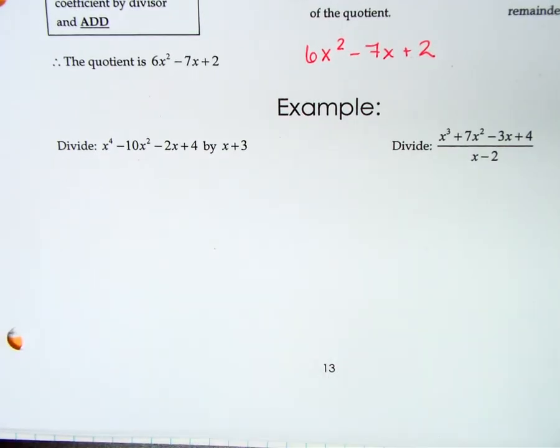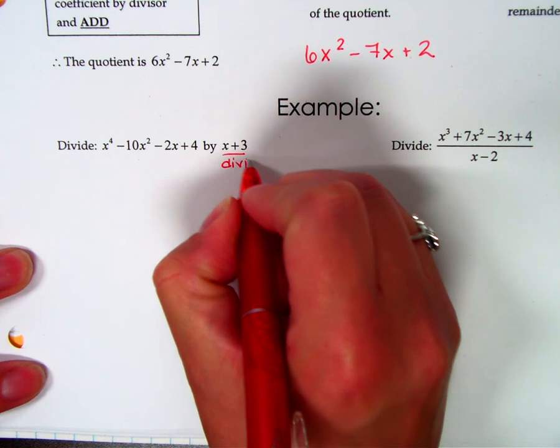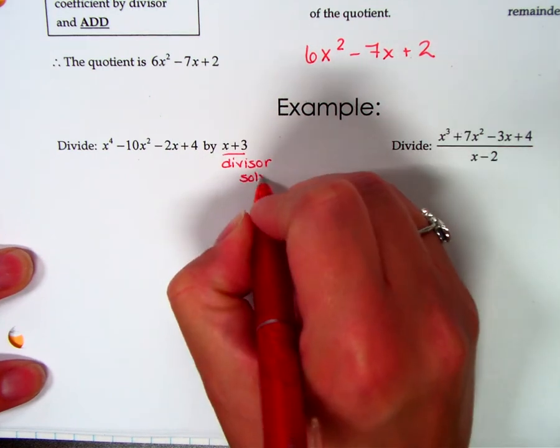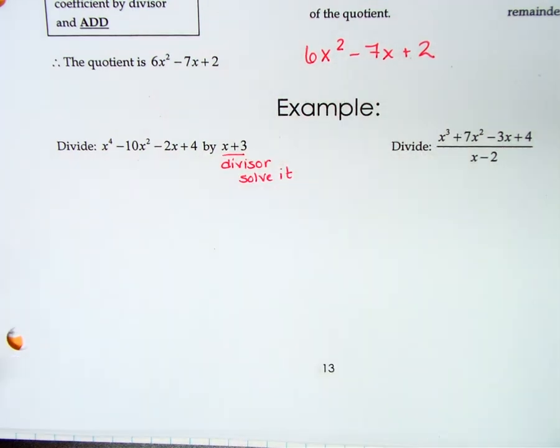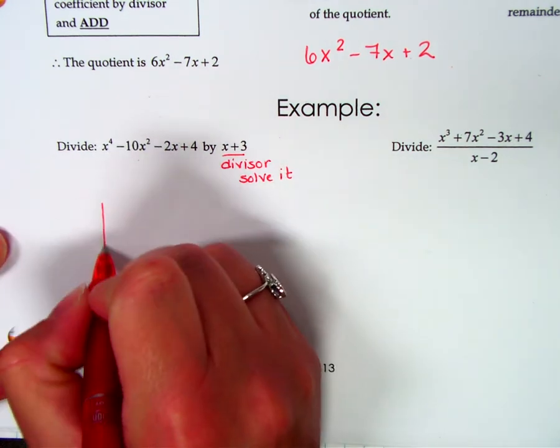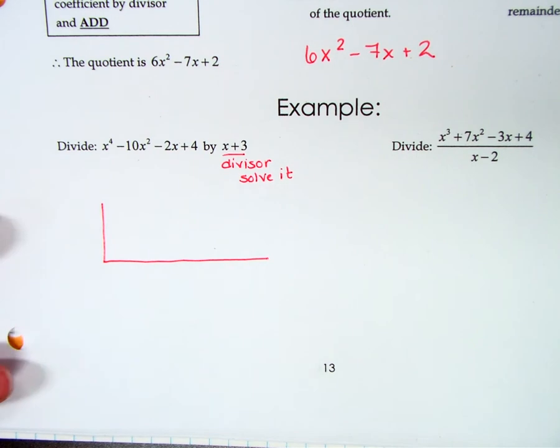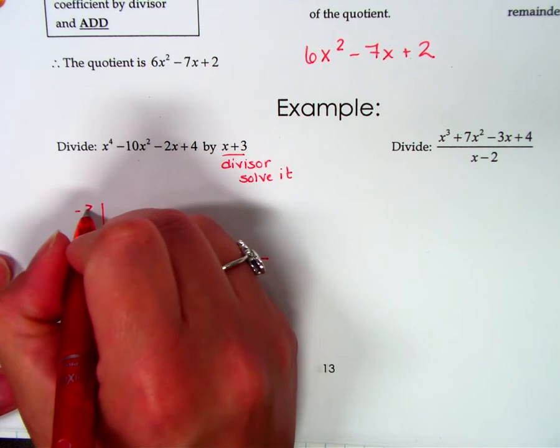Okay. So, let's walk through the first example together. Step 1. Which one is your divisor? X plus 3. Solve it. X equals -3. So if we solve that, it's going to give us -3. So when I draw my L, the number on the outside is going to be -3. Good job, everybody. Proud of you.